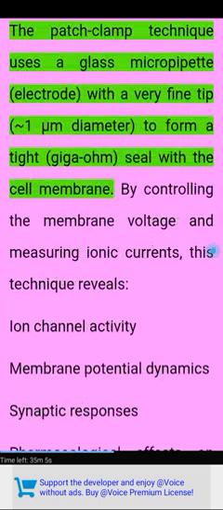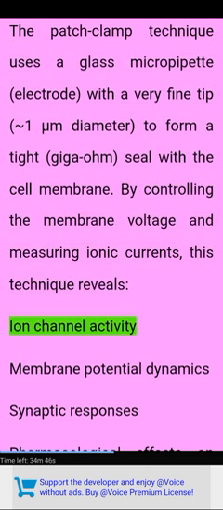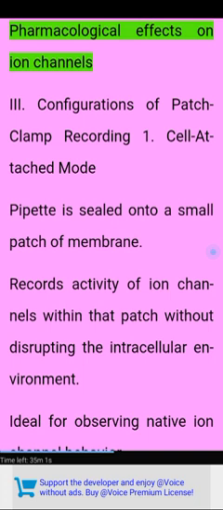2. Principle. The patch clamp technique uses a glass micropipette electrode with a very fine tip, approximately 1 micrometer in diameter, to form a tight gigaohm seal with the cell membrane. By controlling the membrane voltage and measuring ionic currents, this technique reveals ion channel activity, membrane potential dynamics, synaptic responses, and pharmacological effects on ion channels.